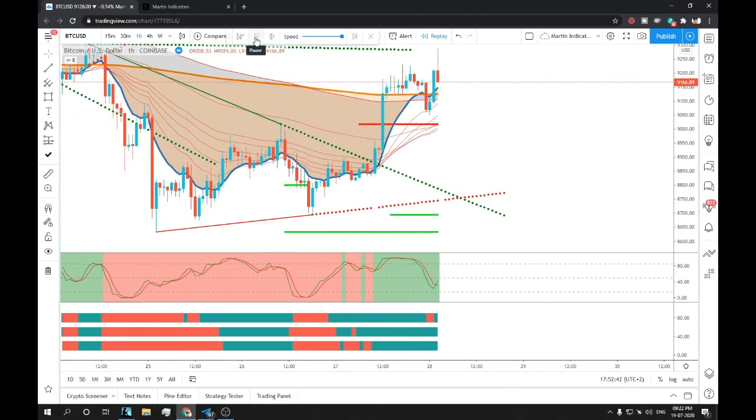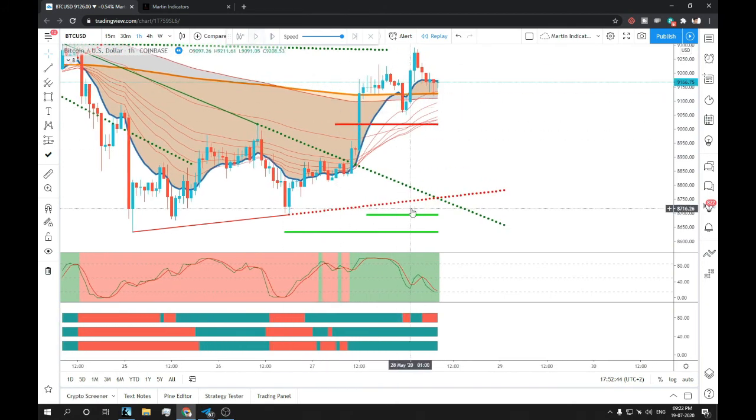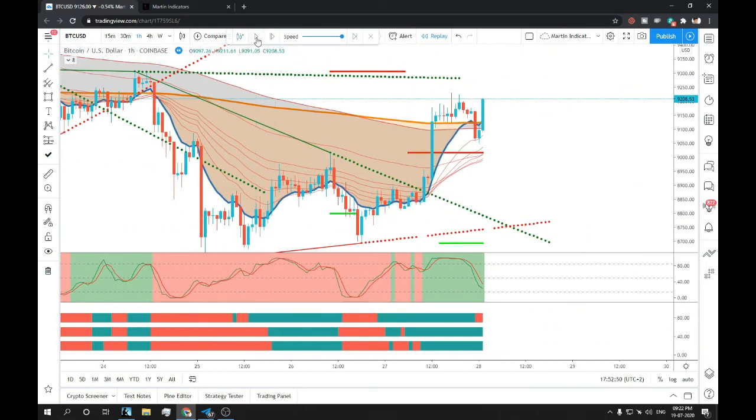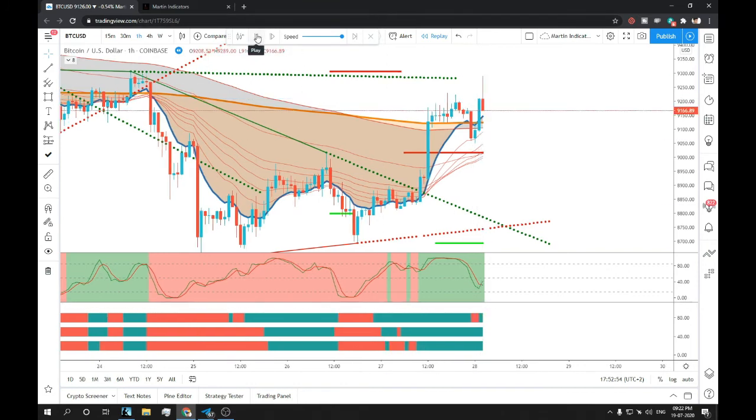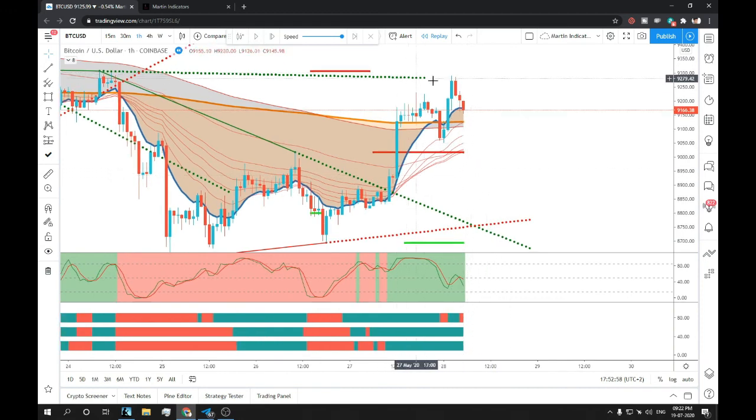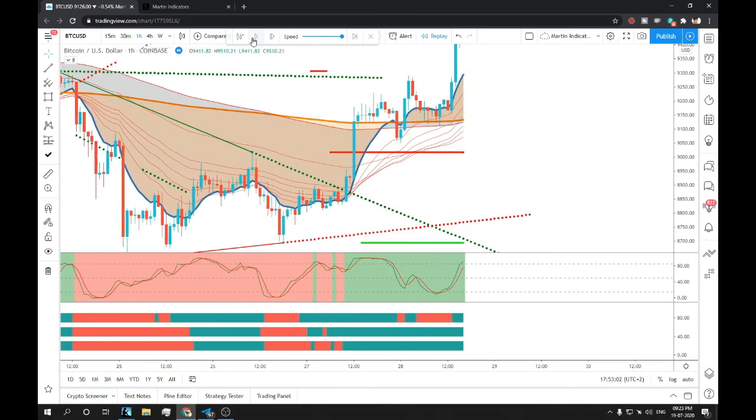So let's see. We have a long here, but we will not take that long because, as I said, when you have just a single small red and a green long signal, we will ignore those trades. So we will not take this trade. And also we have a resistance, so we will never take that long. Let's wait for the next signal.